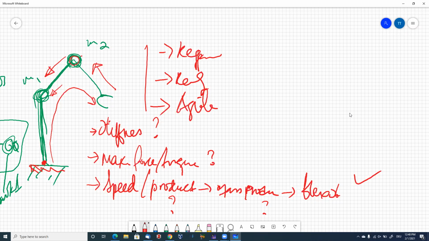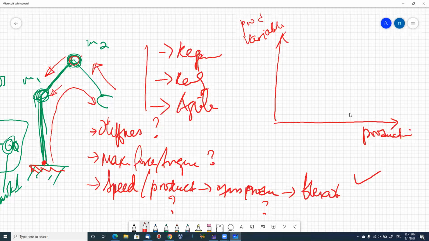So because of this, in automation, if you remember, maybe we talked about production capacity, and also product variability. If you have large production variability, then robots are the best. Robots are the best if you have high variation of product. So robots are best here.